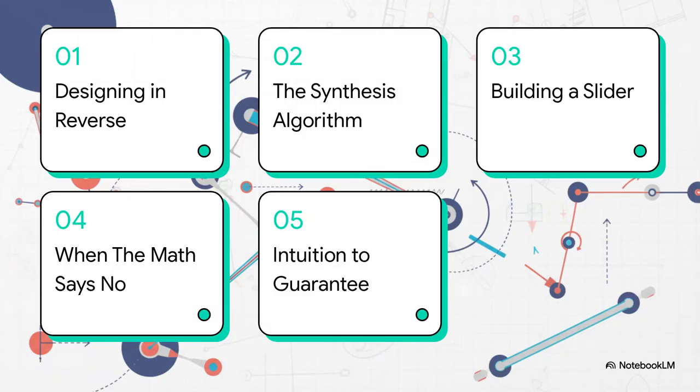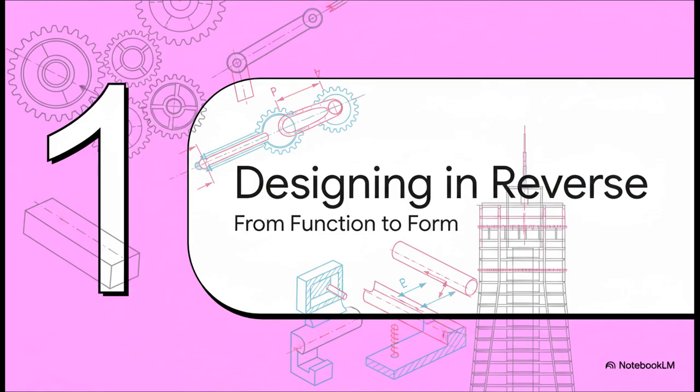All right, so here's our game plan. We're going to start with the core idea of designing in reverse. Then we'll look at the systematic algorithm that makes this all possible. After that, we'll apply it to a real-world example, see what happens when it has limitations, and finally we'll wrap up by understanding why this method is just so incredibly powerful. First up, designing in reverse.